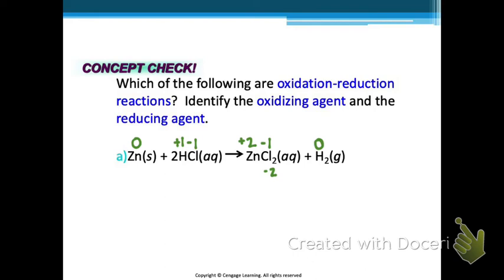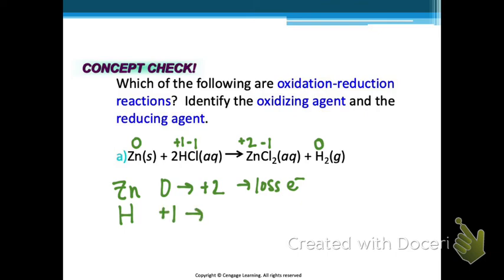So now we look at elements individually. Zinc went from 0 to +2. So what happened with its electrons? It lost electrons. What happened to hydrogen? It went from +1 to 0. It gained an electron. And what about chlorine? It went -1 to -1, so it didn't do anything. We can't have 2 things that were oxidized and none that was reduced.